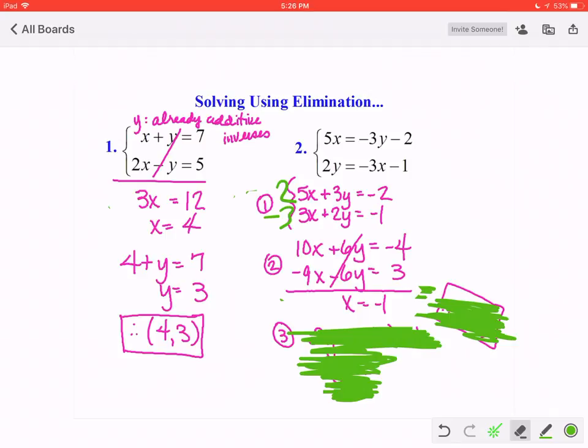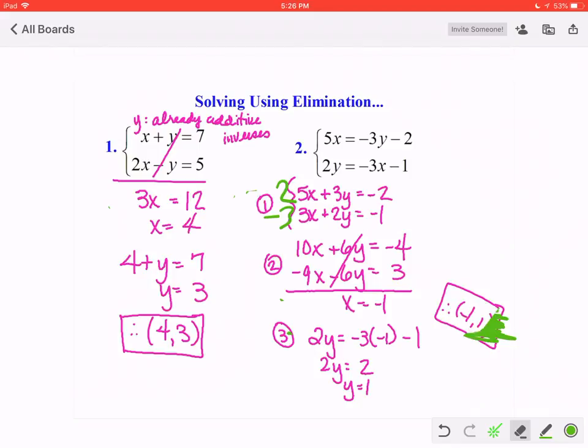Then substitute that back into one of the equations. So you have 2y equals -3 times -1 minus 1. You solve, and y equals 1. So what you can do now is just put it into ordered pair form, and you're done.